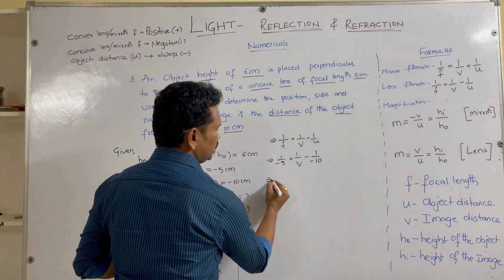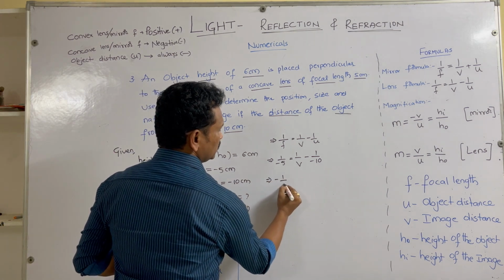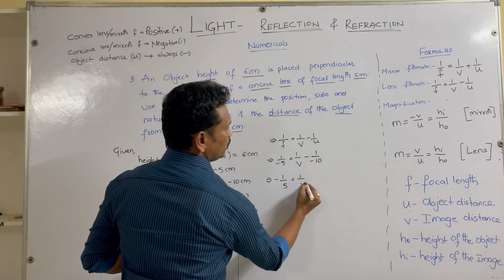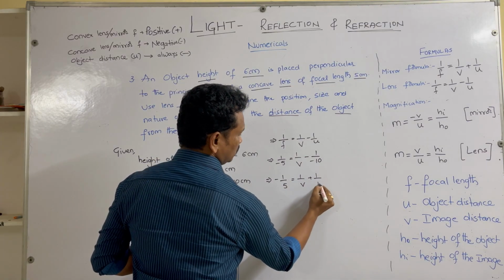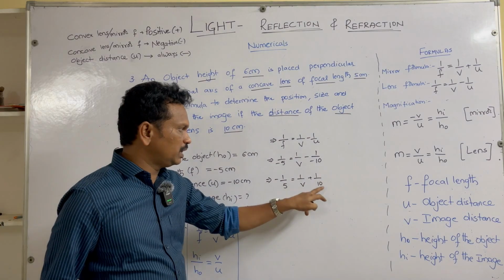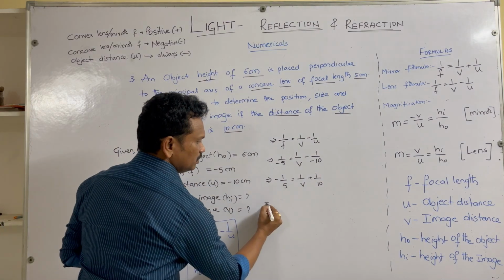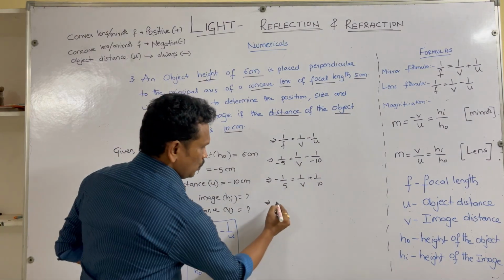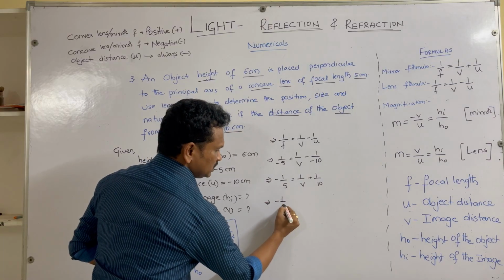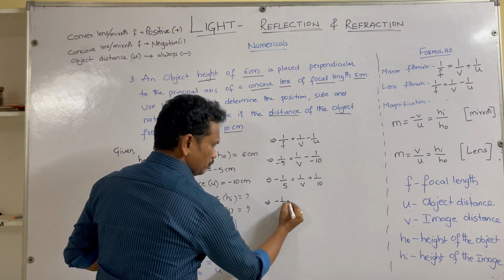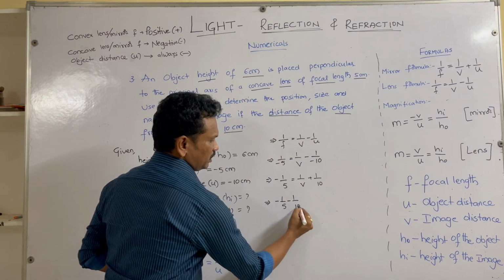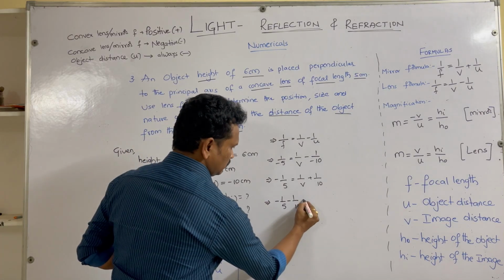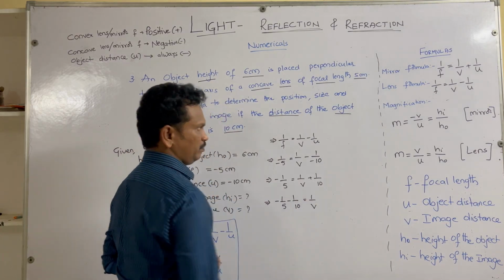Don't get confused, I am writing one more step. 1 by minus 5 is equal to 1 by v plus 1 by 10. Now plus 1 by 10 comes to the other side, see, 1 by minus 5 minus 1 by 10 is equal to 1 by v.